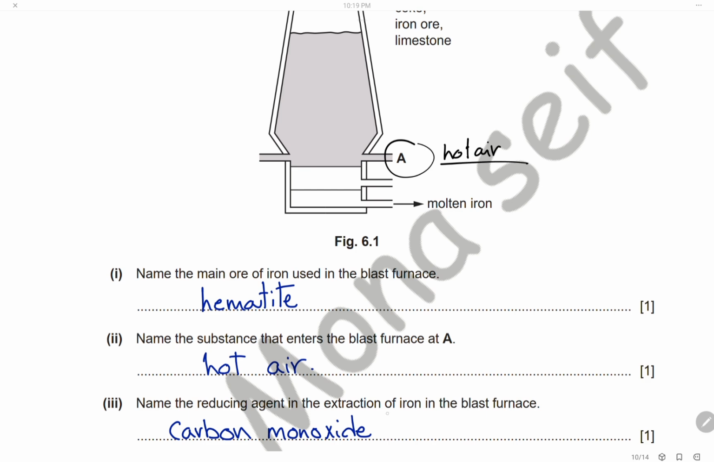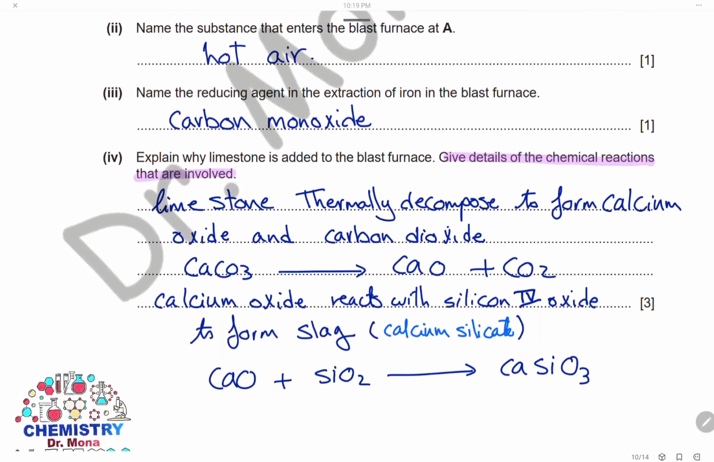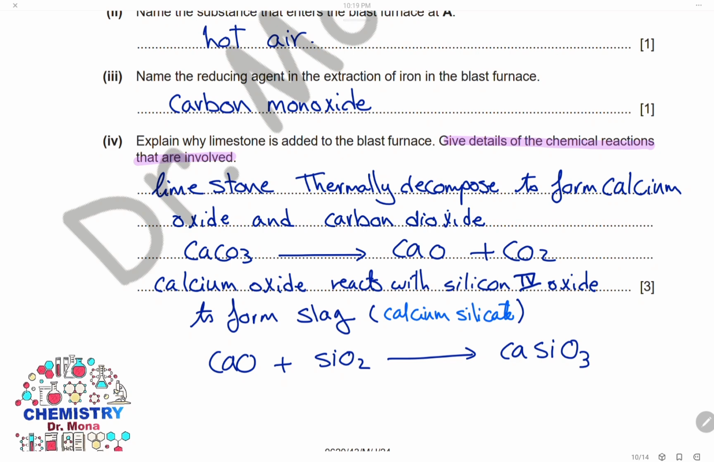Name the reducing agent in the extraction of iron in the blast furnace. The reducing agent is carbon monoxide. Explain why limestone is added to the blast furnace. Give details of the chemical reactions that are involved. Limestone is added in the blast furnace because it is thermally decomposed due to the high temperature in the blast furnace to form calcium oxide and carbon dioxide.